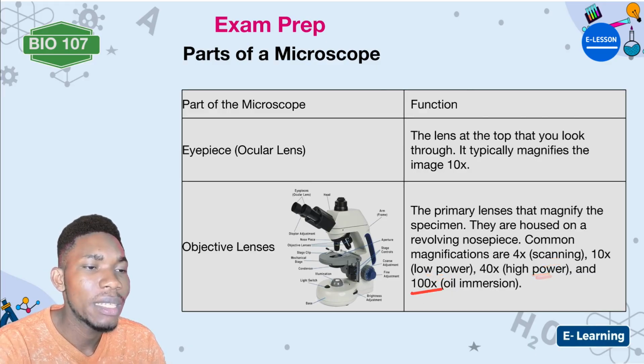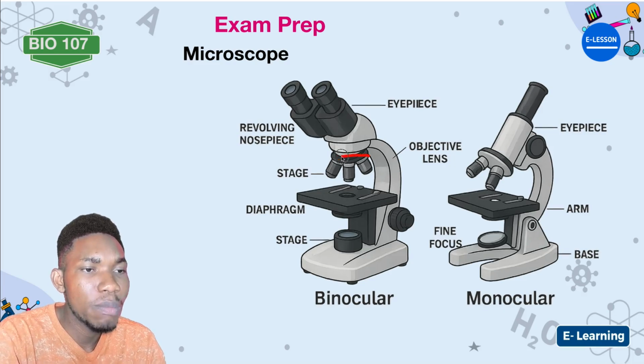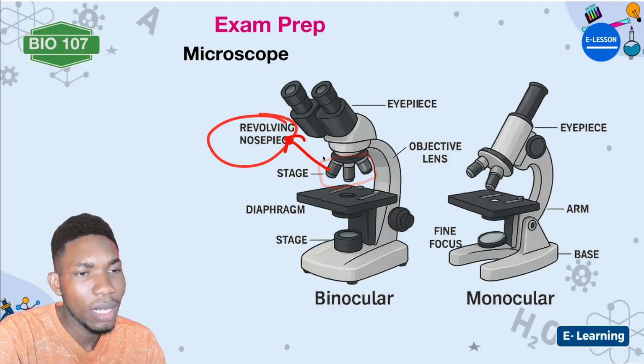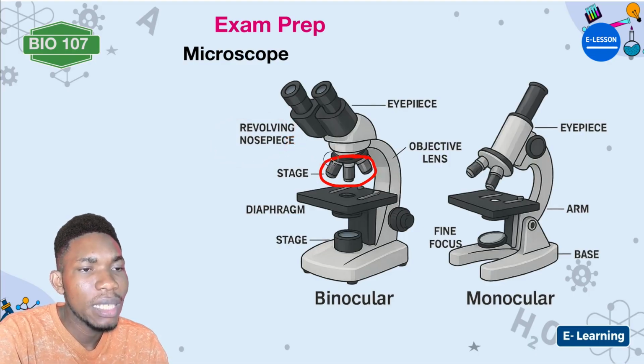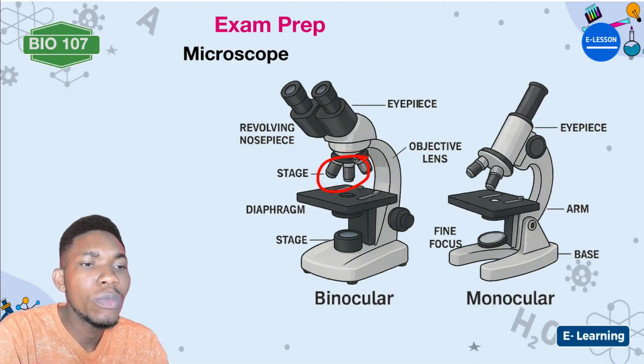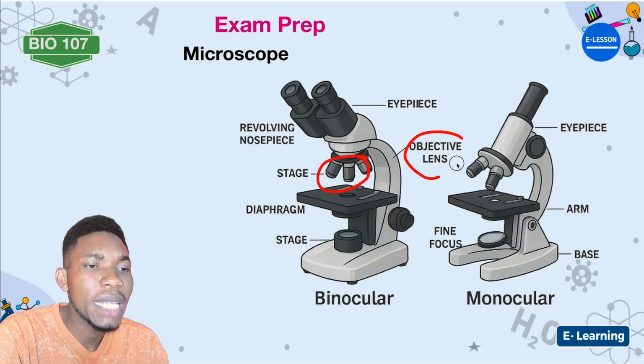What do we mean by this objective lens? You see this place here, which we call the revolving nose piece. I've told you, the labeling is kind of wrong. Are you getting it? So this part is the revolving nose piece. Is that okay? Now, inside this revolving nose piece, you have the objective lenses.